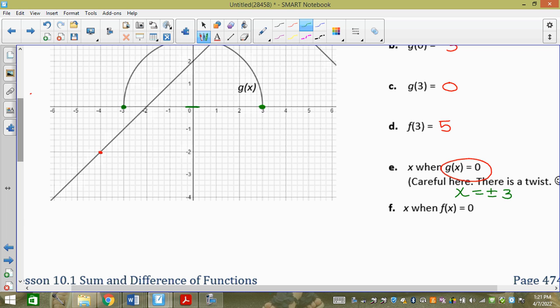What about f of x equals 0? F of x equals 0 is when y equals 0. So it's basically the x-intercepts of f and g, right? So it's going to be negative 2. So those are all just little summaries of things you're going to need for this. We're going to do sum and difference. Sum and difference is addition and subtraction.